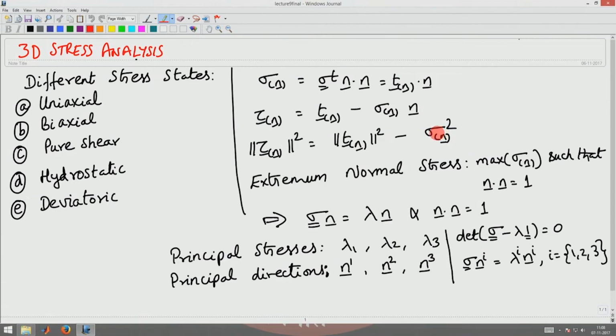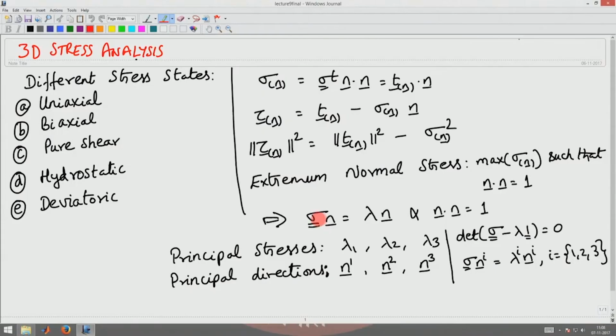And then we went ahead to maximize the normal stress. In other words, we were interested in finding the plane on which the maximum normal stress occurs and what the value of this normal stress is. That maximization problem led us to two equations wherein we want sigma n equal to lambda times n, and n dot n must be equal to 1.